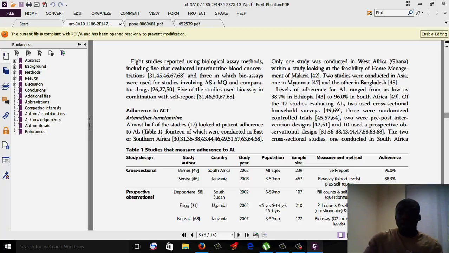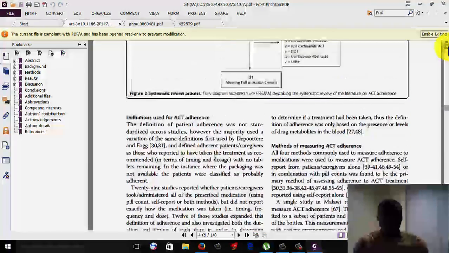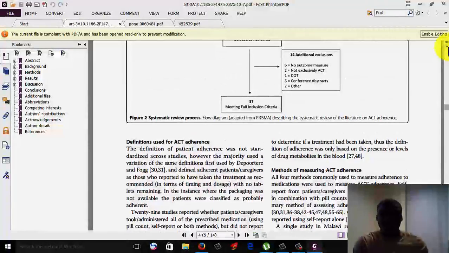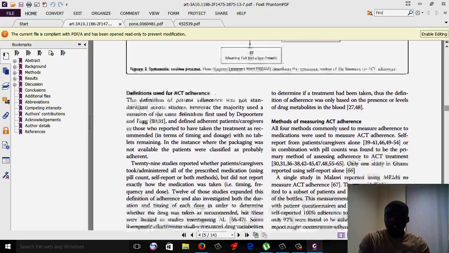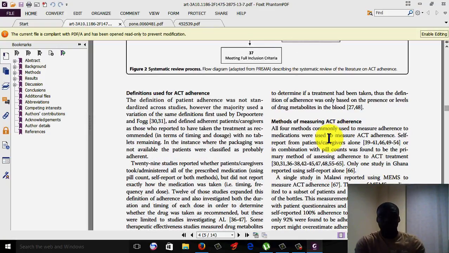So, all right. Let's see the method that they use, whether we can get something from the methodology. So, definition of ACT adherence. The definition of patient adherence was standardized across study. However, the majority use variation of the definition. Let's continue. Method for measuring adherence. This is where we want to be.